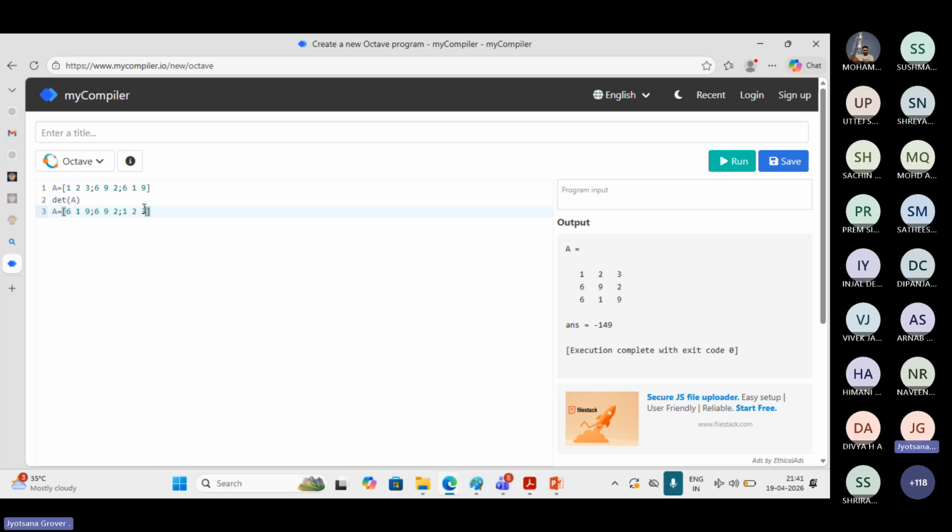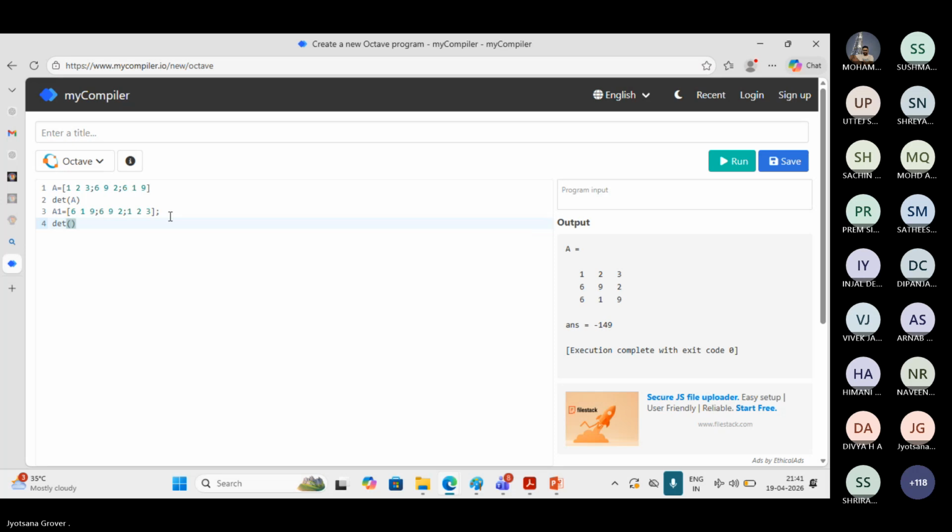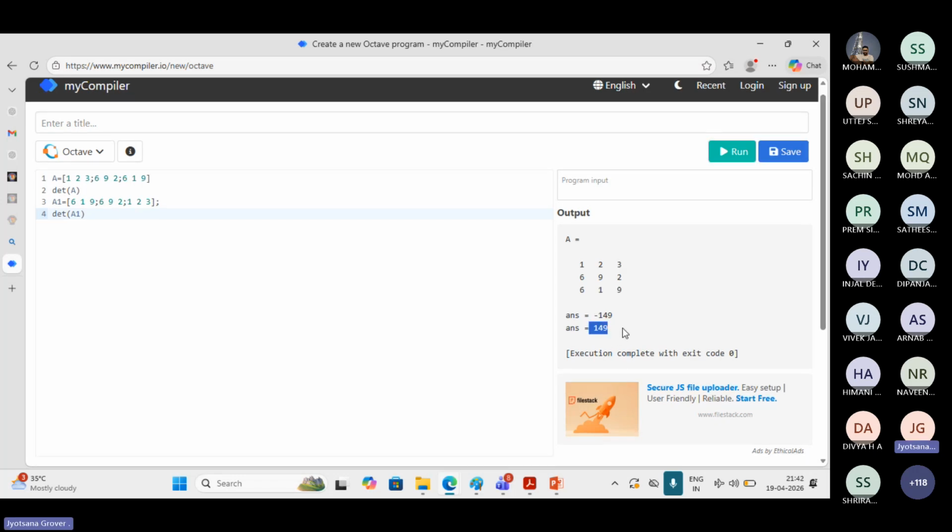Let me see whether we get it. So this is your A1. Let's see what the determinant of A1 is. Let me run it. See, this is the determinant of A1. You are multiplying the original determinant by minus 1. Now let's swap again. You tell me what swap I should do. Whatever you say, I'll do. First with second. First and second, okay.